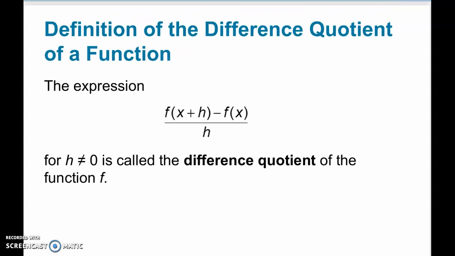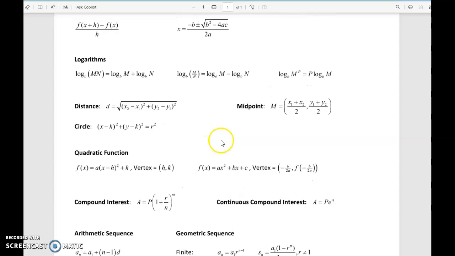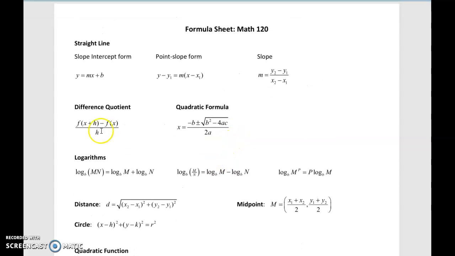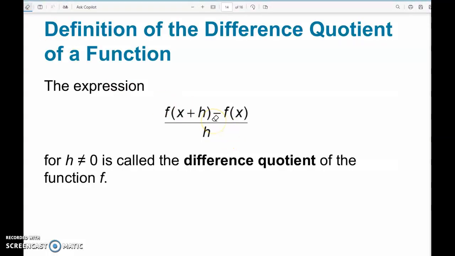All right, so we're still in 1.3 and we are finishing up this section with what is called the difference quotient. So this expression, f of x plus h minus f of x, the whole thing divided by h, and it says h cannot be 0 because we can't have 0 in the denominator, is called the difference quotient of the function f. This difference quotient is on the formula sheet, so you do not need to memorize this expression. However, you'll need to know how to use it.